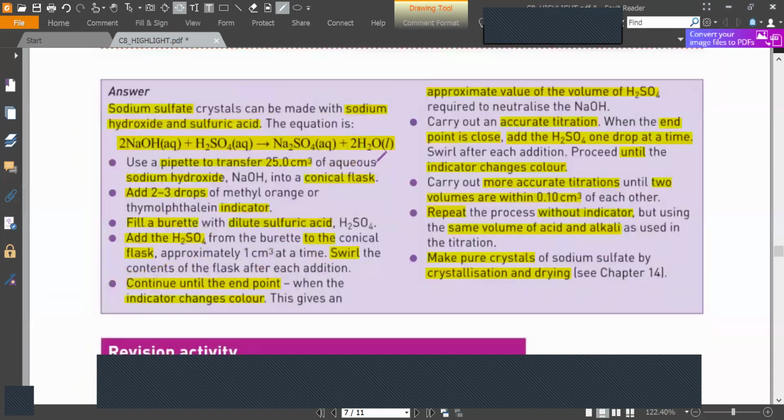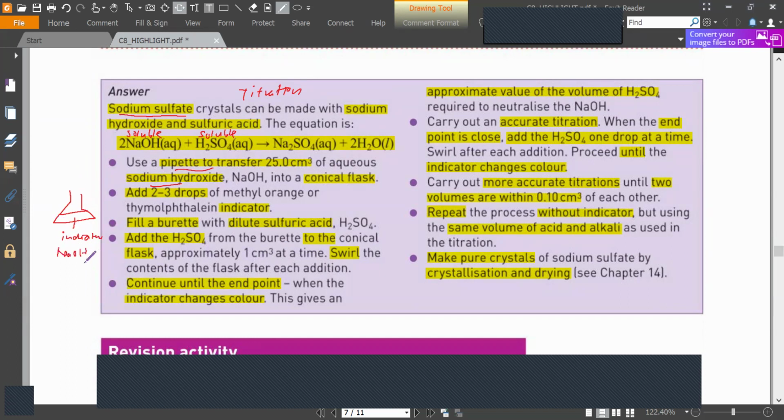For example, sodium sulfate. If we want to produce sodium sulfate, the sodium hydroxide is soluble, and the sulfuric acid is also soluble. So if both of them are soluble, we must use titration. First, we pipette the sodium hydroxide into the conical flask, and then add 2 or 3 drops of the indicator.